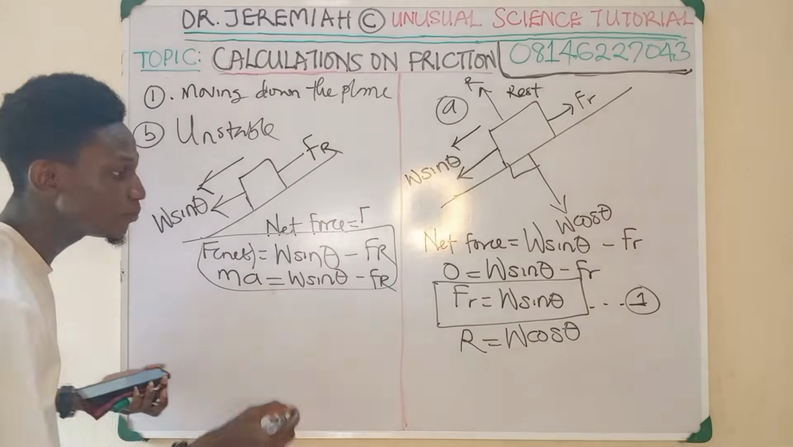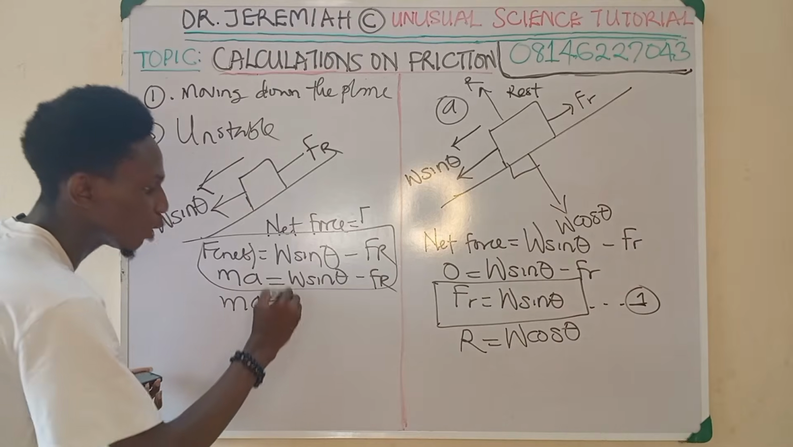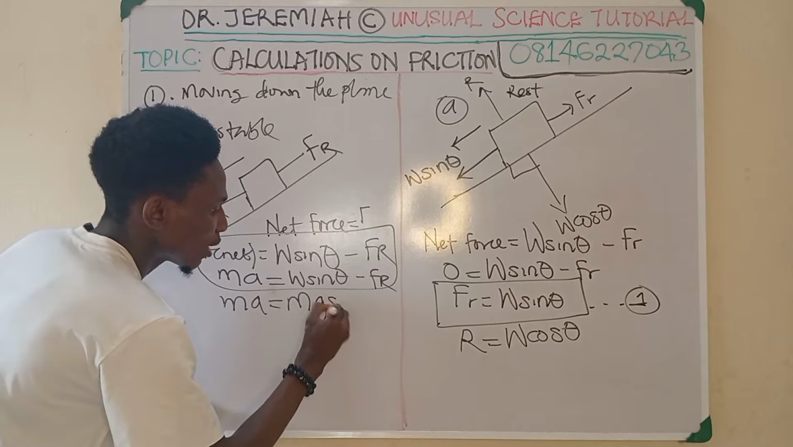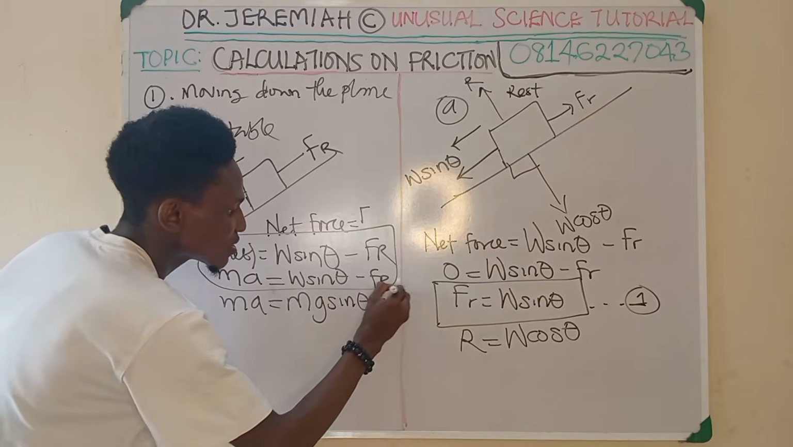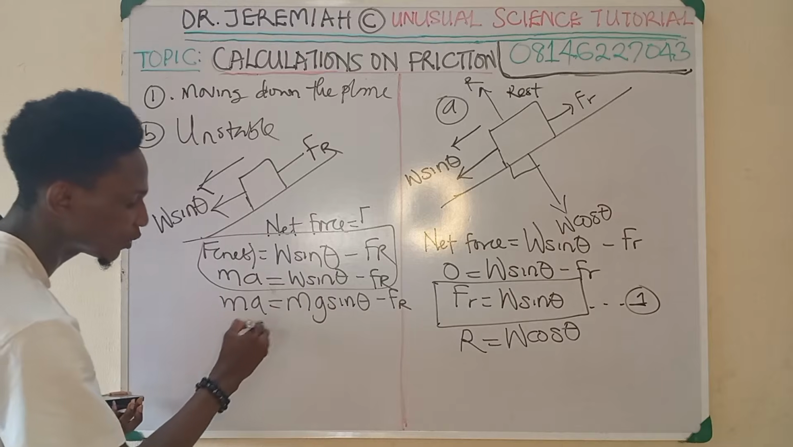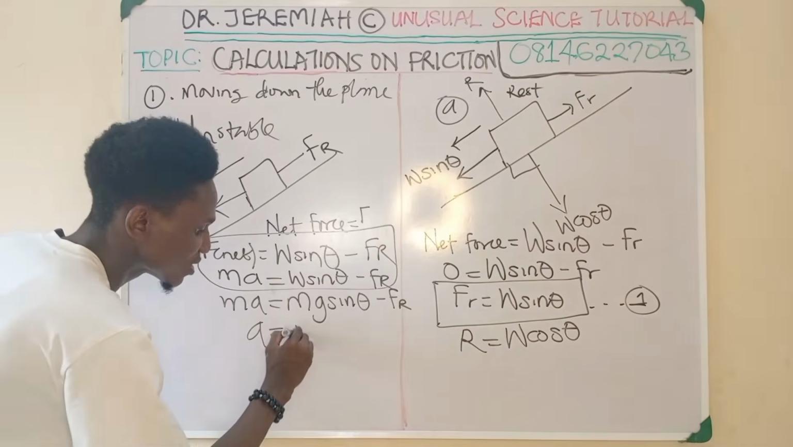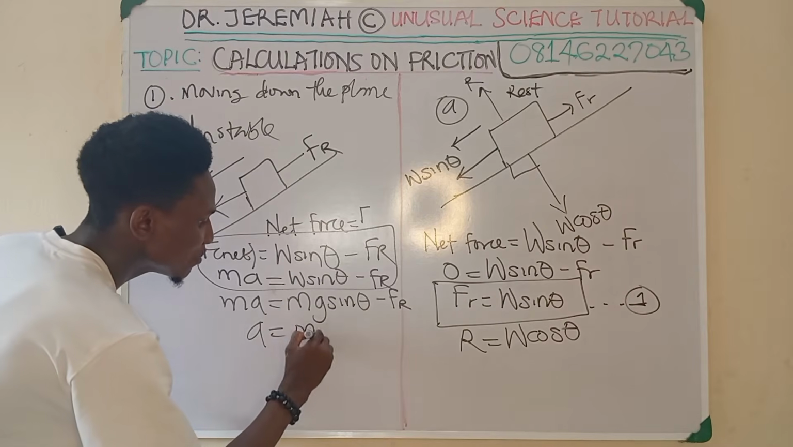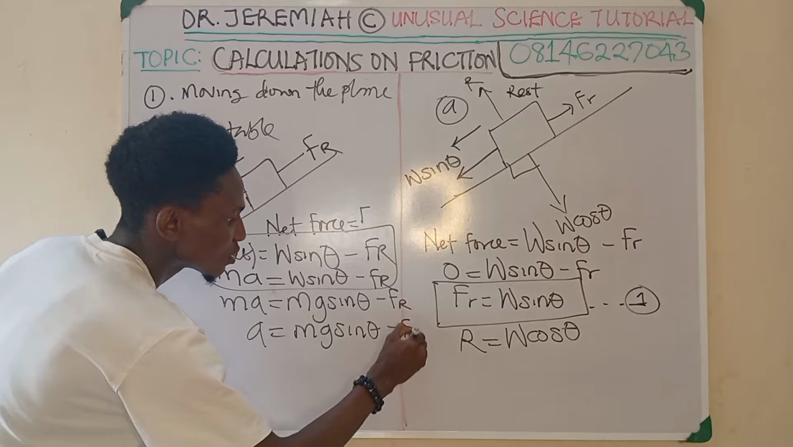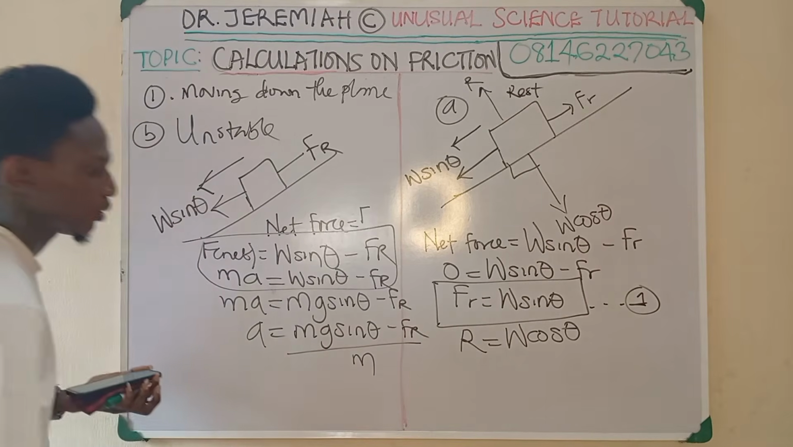Let me even show you another simple thing. I didn't even plan to do this. So we have MA equals W sin theta, and W is mg, the formula to find weight, minus Fr, that's frictional force. Now we can look for acceleration here. Simply, instead of wasting your time with an example, just do it straight. So you can say a equals mg sin theta minus Fr, divided by m.